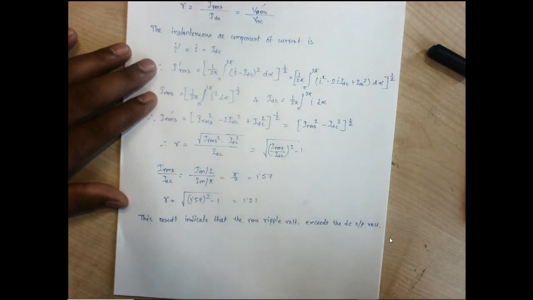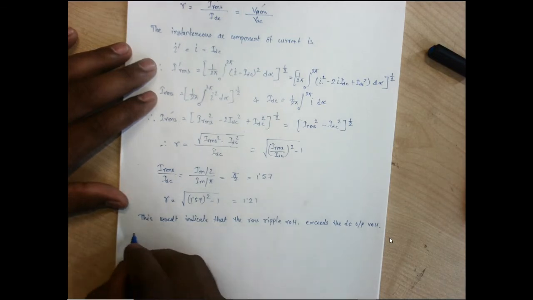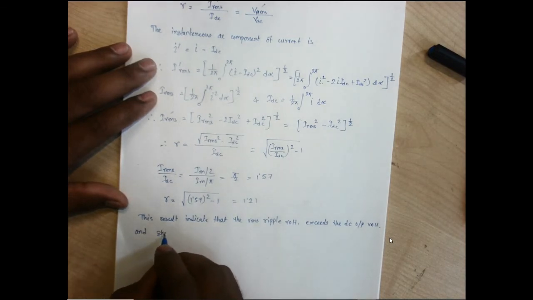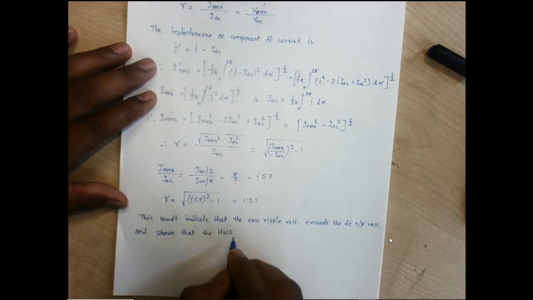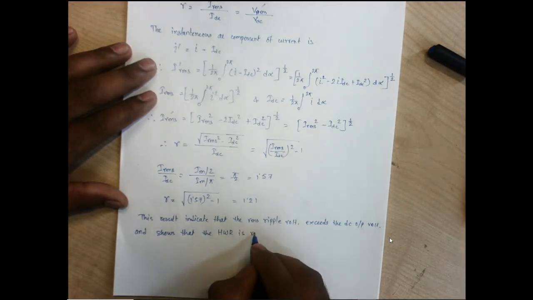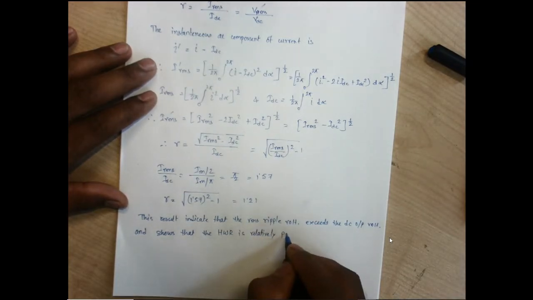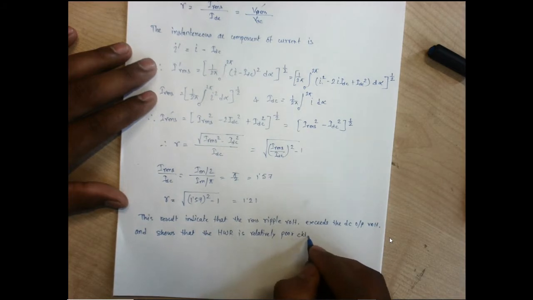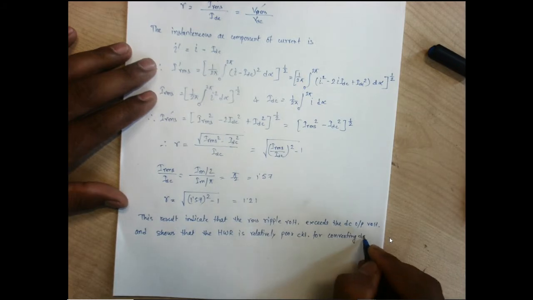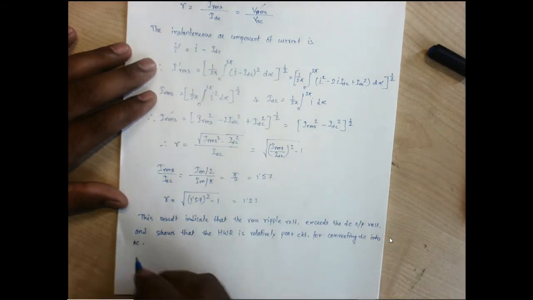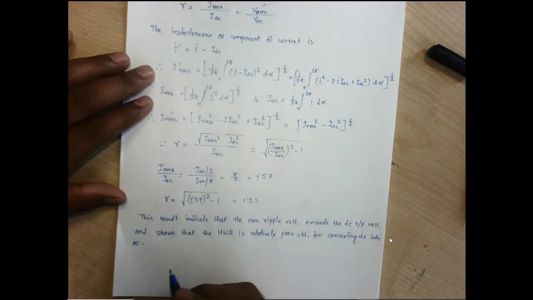So after conversion, if we check the amount of DC which has been converted by using this half wave rectifier, the amount of AC which is left is quite more than the converted DC, and it shows that the half wave rectifier, I am just writing as HWR, is a relatively poor circuit for converting AC into DC.